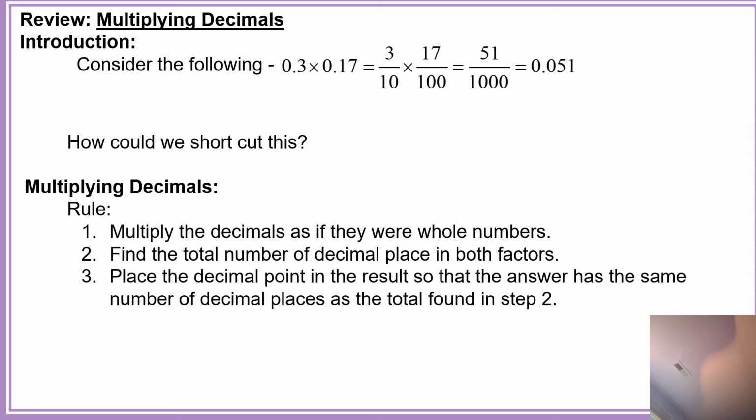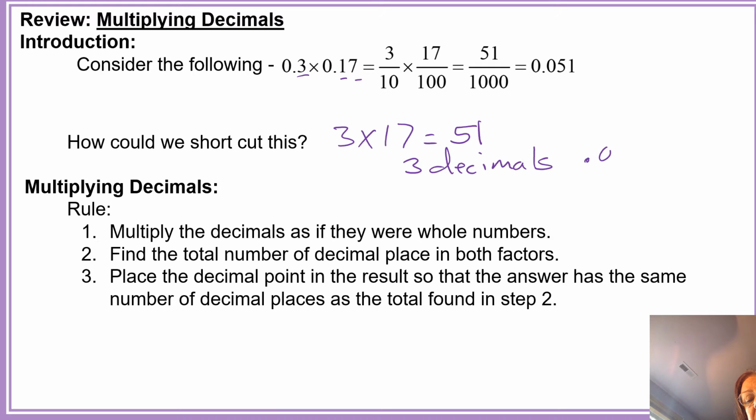We multiply the 3 times the 17, and we give it 3 decimal places because that's what the original equation had, right? We had 1, 2, 3 decimal places. And so we shortcut this. 3 times 17 equals 51. 3 decimals. So you get 0.051. Okay, and that's what our multiplying rule says.